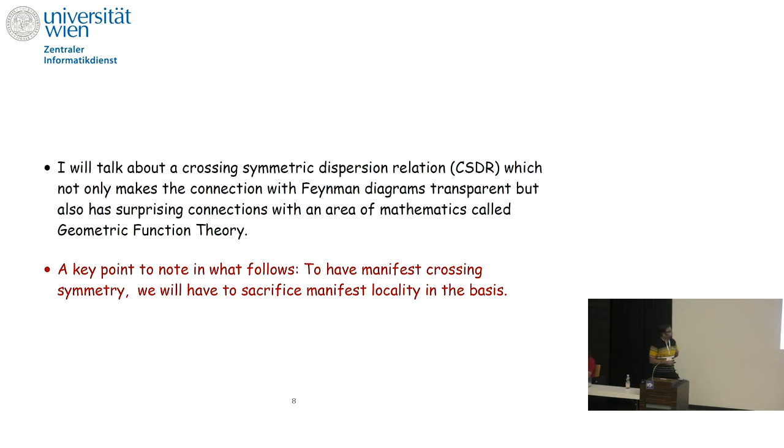So what is the crossing symmetric dispersion relation? What it accomplishes is that it makes a connection with this Feynman diagram-like picture that the string field theory calculation teaches us, but also has surprising connections with an ancient area of mathematics called geometric function theory. So the next couple of slides will be a little technical. What I just want you to remember is that since I'm going to have inbuilt crossing symmetry, I have to sacrifice something. And what I will sacrifice is manifest locality.